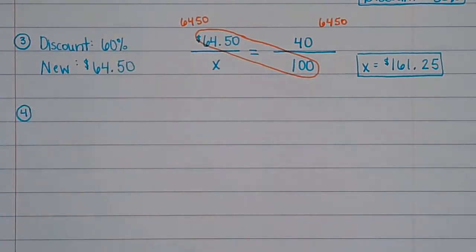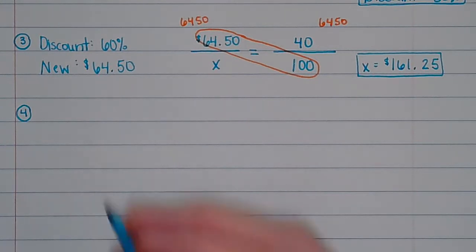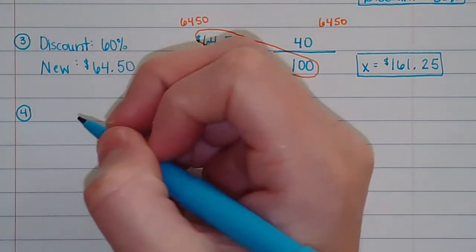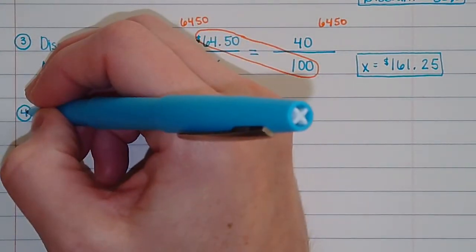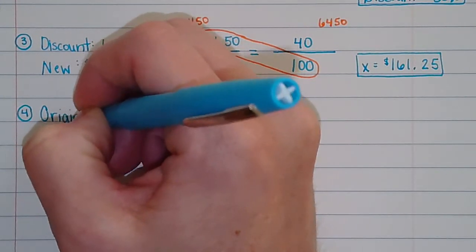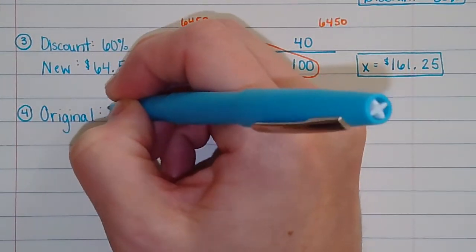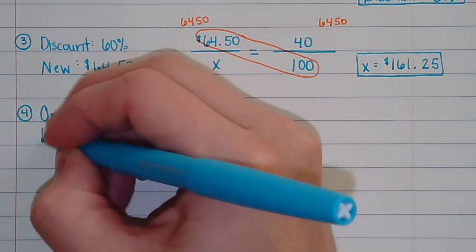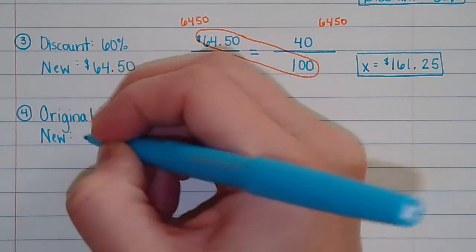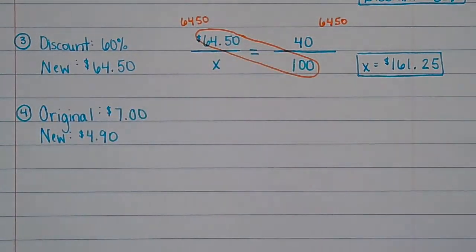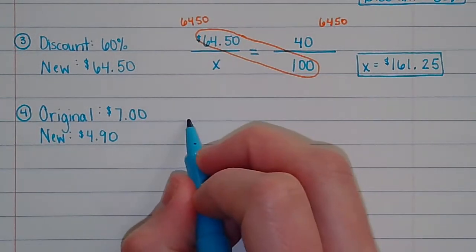All right, and we do another one. Let's see, let's do this right here. So my original cost is $7. My new cost is $4.90. All right, so let's plug in what we know.